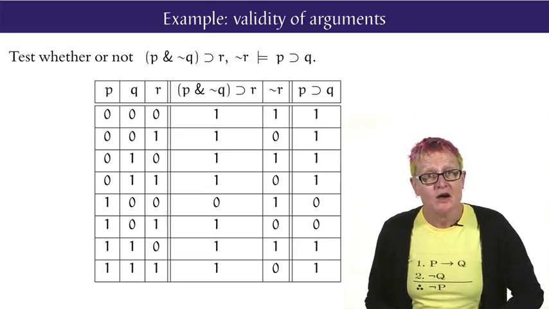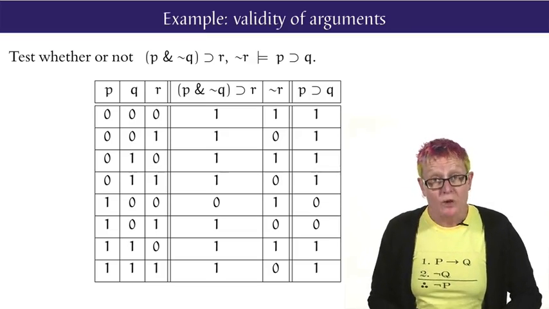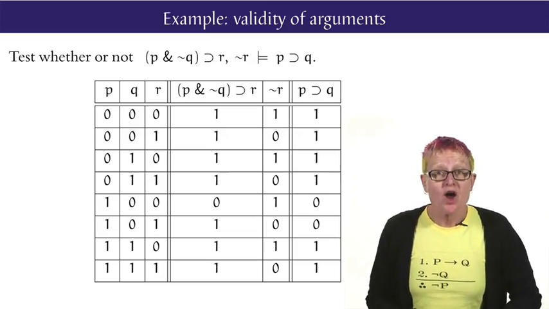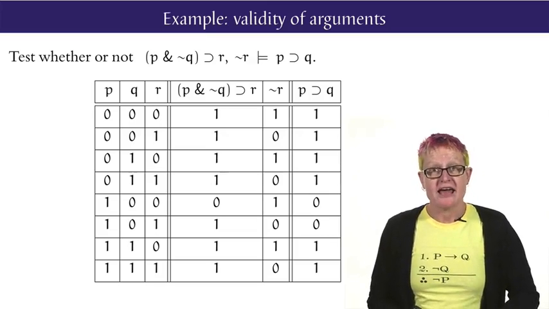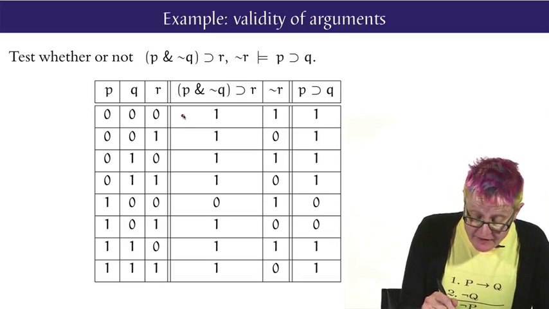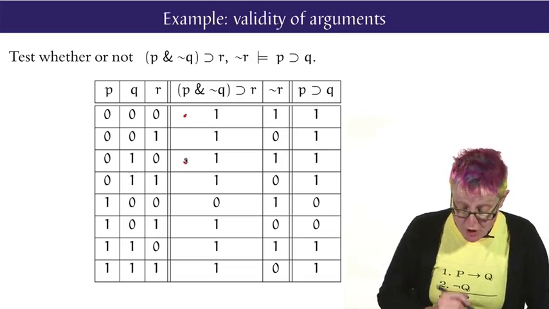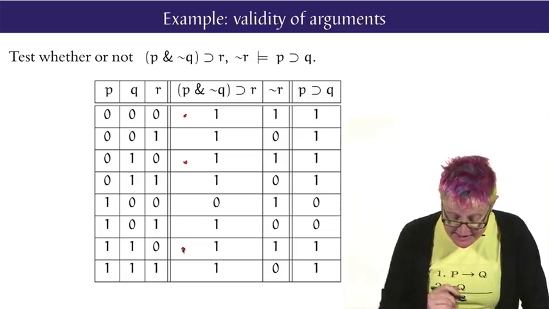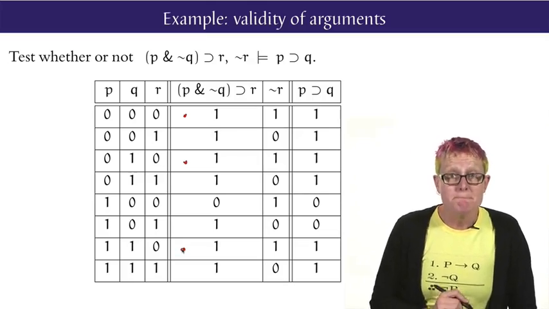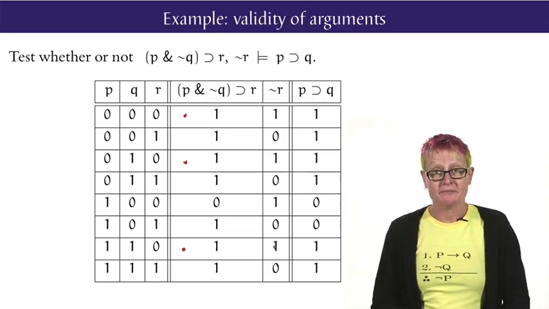Now for validity, we have to check the rows of the truth table in which all of the premises are true, but only these rows have to be checked. In this example, the first row, the third row, and the seventh row are the only ones in which both of the premises are true, 1 and 1.